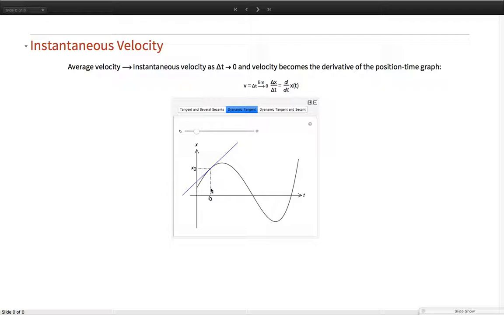Now we can look at a graph. Here we have a position graph. We can look at the instantaneous velocity, which is just the slope of the graph right here. And we can use that to graph the velocity graph.